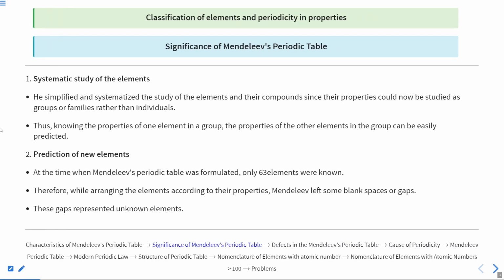Now, what was the significance of the Mendeleev table? With the help of this table, we can do a systematic study of the elements. If you know the properties of one of the elements in a group, you can predict the properties of the other elements. This was our main motive. The second thing we focused upon was the prediction of new elements and the properties of those new elements also. While rearranging the elements according to properties, Mendeleev left some blank spaces, and these gaps represented the unknown elements.